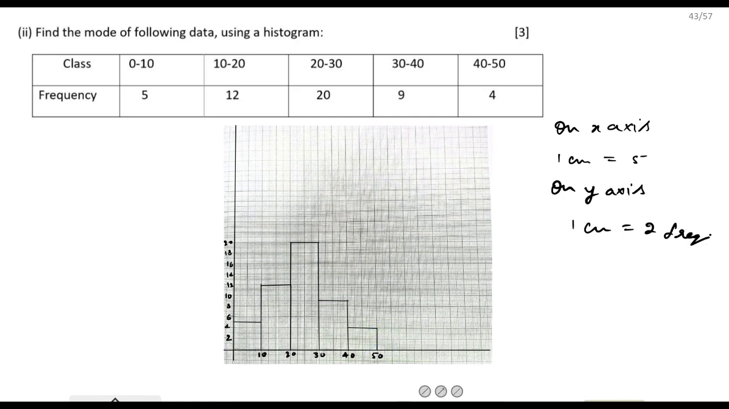Now for mode, meet this point to previous and this point to this. Now point of intersection of these two lines will give us mode. This is 24, means mode of given data is 24.